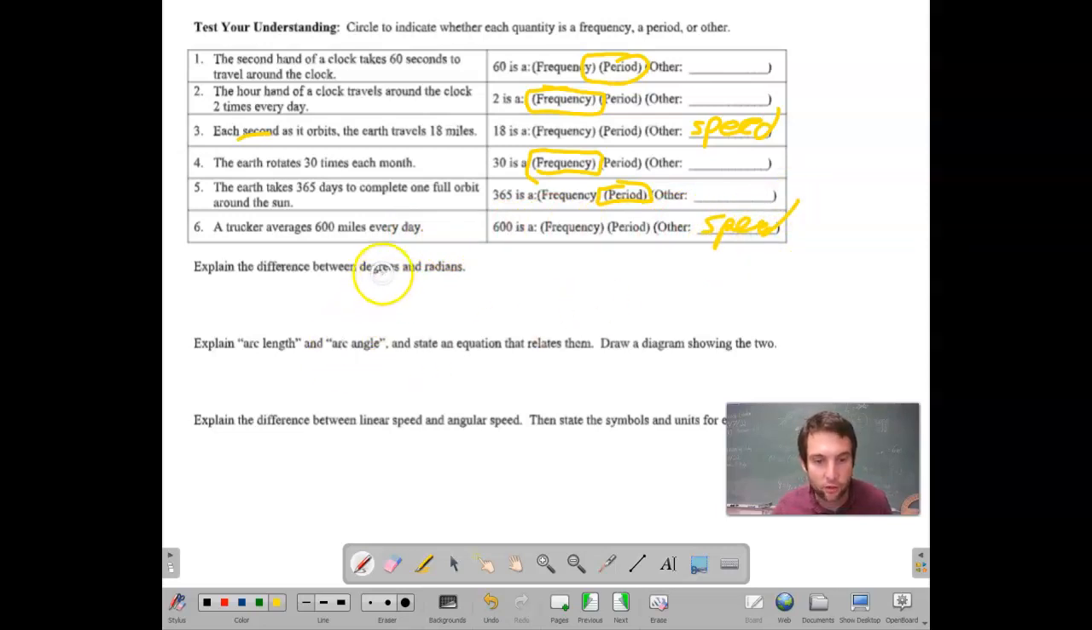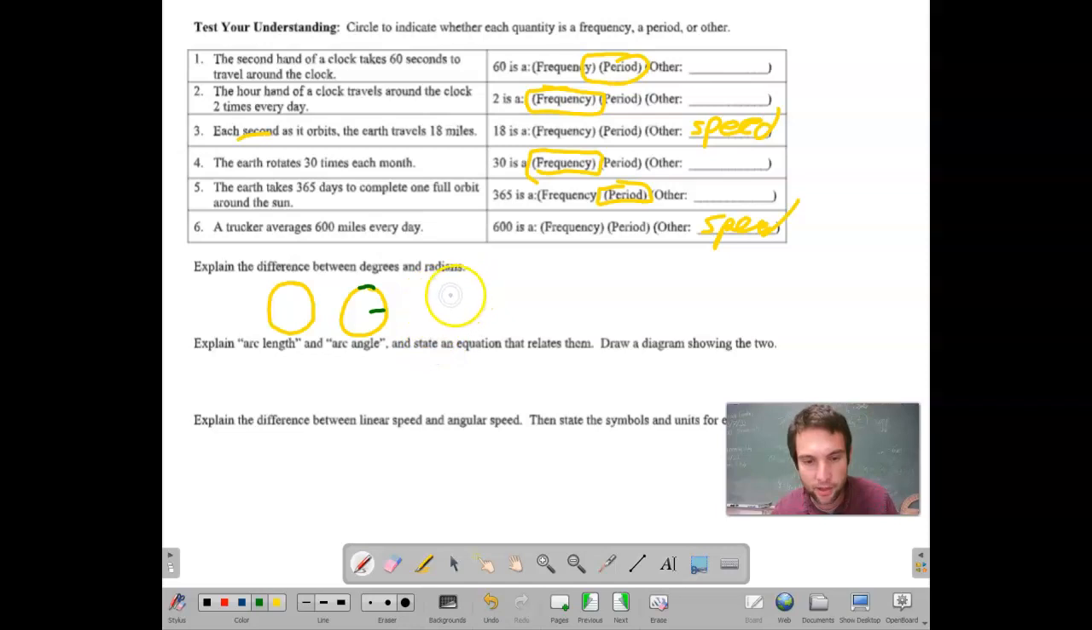Difference between degrees and radians. So remember, a degree is a measurement for how far along a circle you have measured. Meanwhile, a radian is the radius taken and wrapped around the circle. So those two lines are exactly the same length.